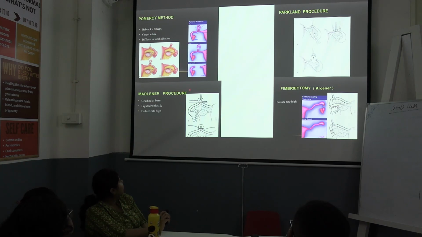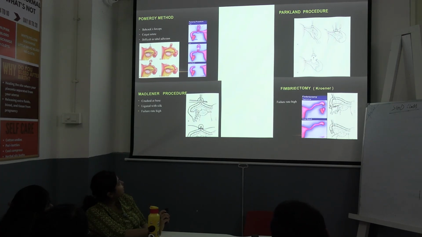Now coming to Madlener. What happens in Madlener is the tubes are held in the same way, with a Babcock forceps. Then you apply an artery forceps at the base of the tube, crush the base of the tube and ligate it with a silk. We do not cut or remove any portion of the tube. Here we are removing a cut and the tubes are separated like this. So chances of failure are less.